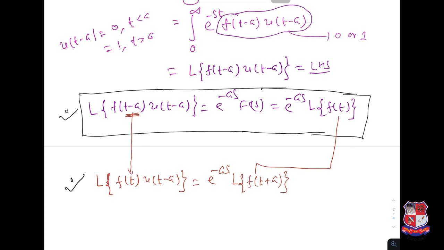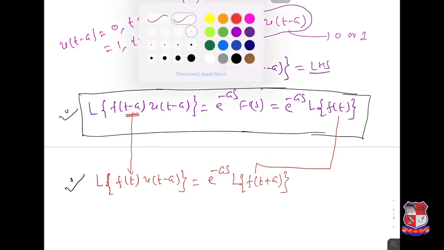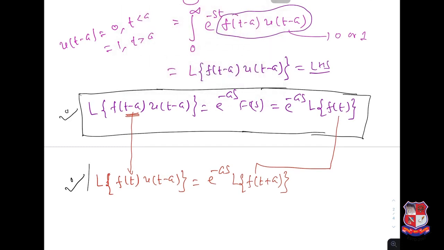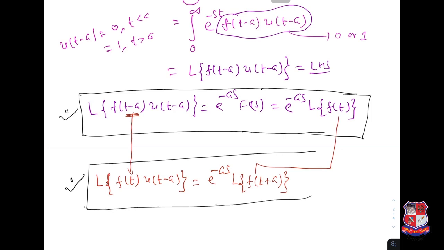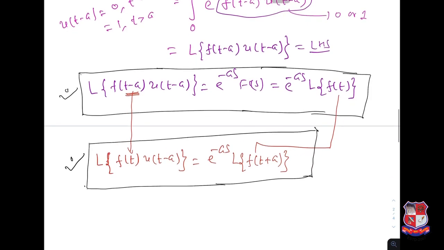If I have t minus a here, the Laplace transformation of f of t minus a u of t minus a is e to the power minus as times the Laplace transformation of f of t. But in this result now, if it is f of t, then this changes to f of t plus a. So take care, because we need to use this result also. Same result, just the translation. We did some translation. So here we have f of t, and here we have f of t plus a. This result you need to remember.